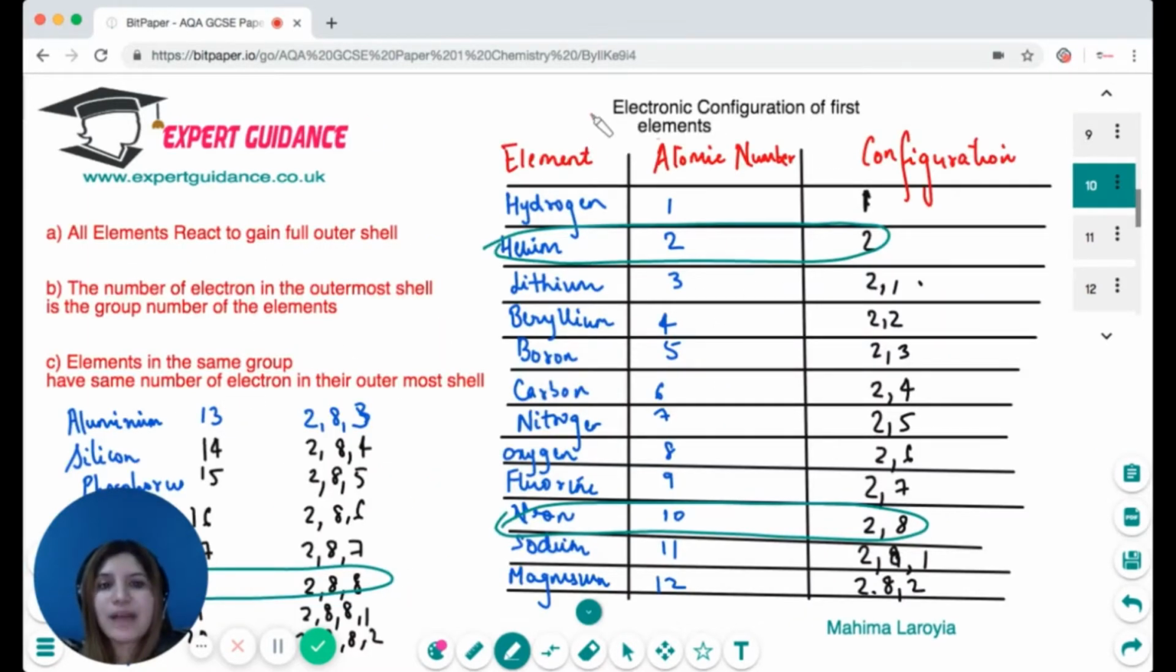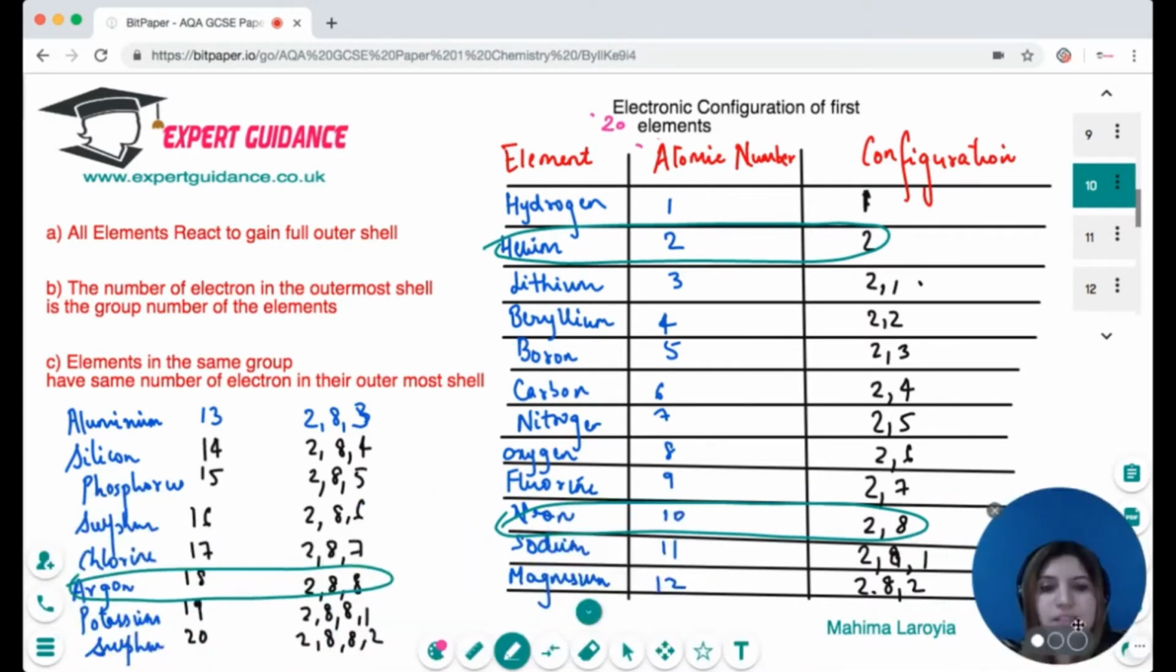Now you have in your syllabus the electronic configuration of the first 20 elements. So this is the list of the first 20 elements: hydrogen, helium, lithium, beryllium. The atomic number is mentioned. So the electronic configuration with atomic number 1 would be 1. With 2 it is 2. Then with 3, we'll have a new shell, 2,1, 2,2, 2,3, and so on. And once all 8 electrons are filled in the second shell, with sodium, we have another shell. So 2,8,1. So this is the electronic configuration of the first 20 elements.